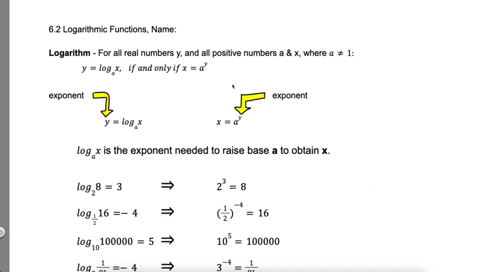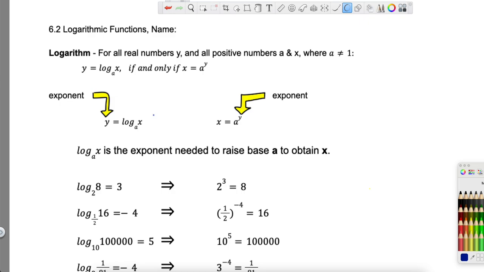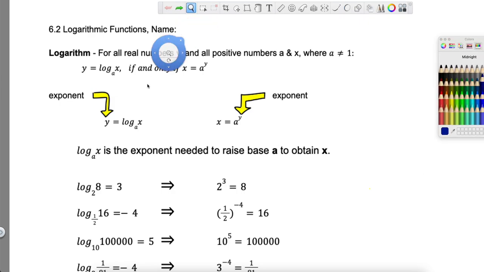Everybody, Mr. Mack here. Today we're going to look at logarithmic functions. We're going to do some example problems and I'll go through some of the practice.